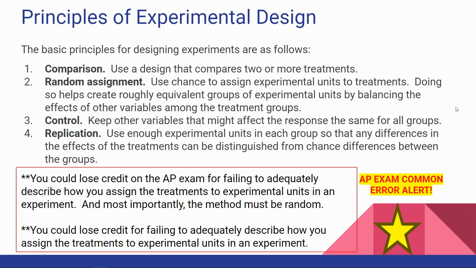So you could lose credit on the AP exam for failing to adequately describe how you assigned the treatments to experimental units in an experiment. And most importantly, the method must be random. You could lose credit for failing to adequately describe how you assign the treatments to experimental units in an experiment.